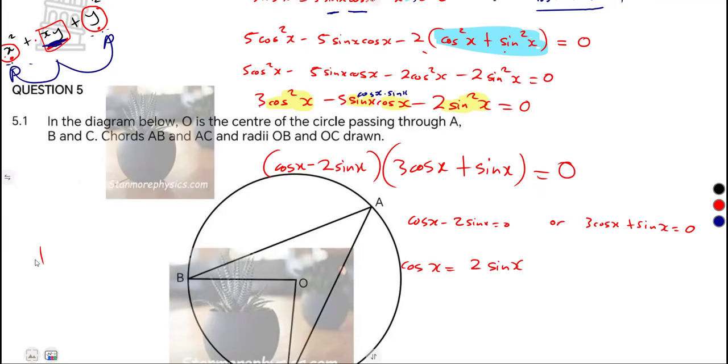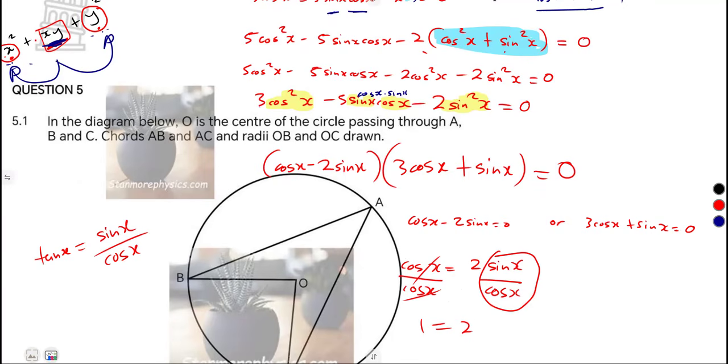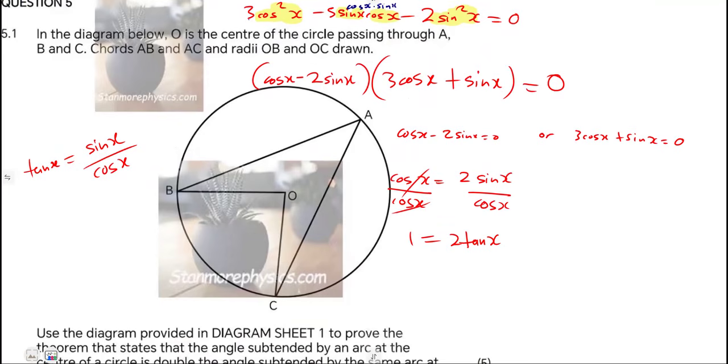So it is easier for you to make a tan where there's a sine and a cos. Remember, it is simply sine over cos. So to obtain that, divide by cos. So this is going to be 1 is equal to 2 sine over cos, that's a tan. So we are going to form a trig equation of a tan here. The tan of x being equal to 1 over 2.